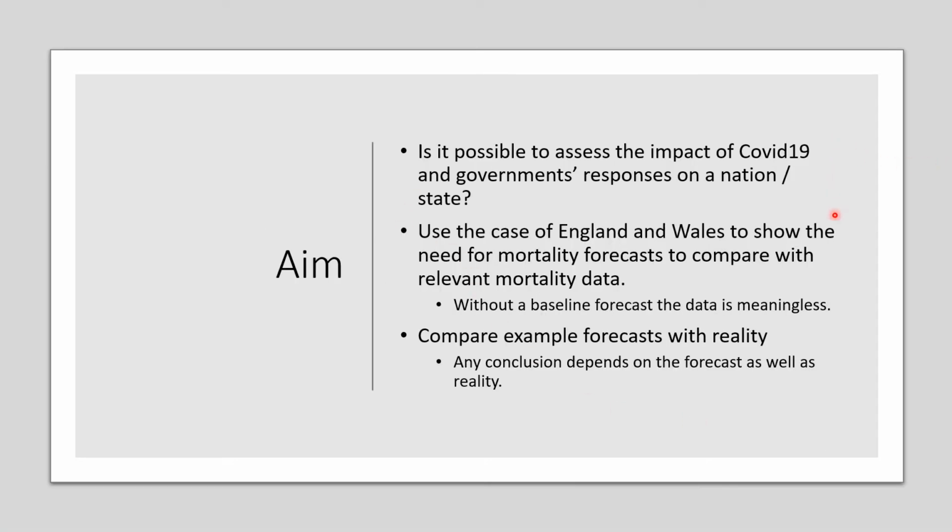So as already stated, the question is: is it possible to assess the impact of COVID-19, and hence government's responses, on either a nation or state level? In order to do this, I'll use data from England and Wales as it's readily available from the Office of National Statistics. I will end up suggesting that without a baseline forecast, the data itself is to some extent meaningless, difficult to interpret, because any conclusion will depend on a forecast as well as reality. You need something to compare the measured data to.